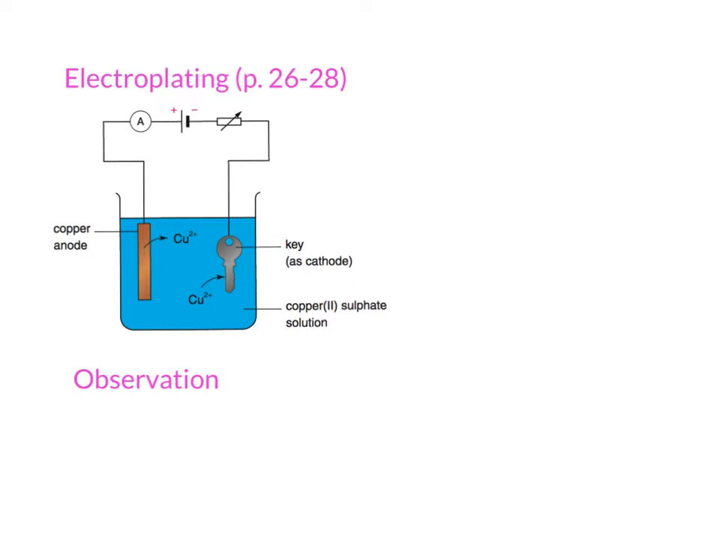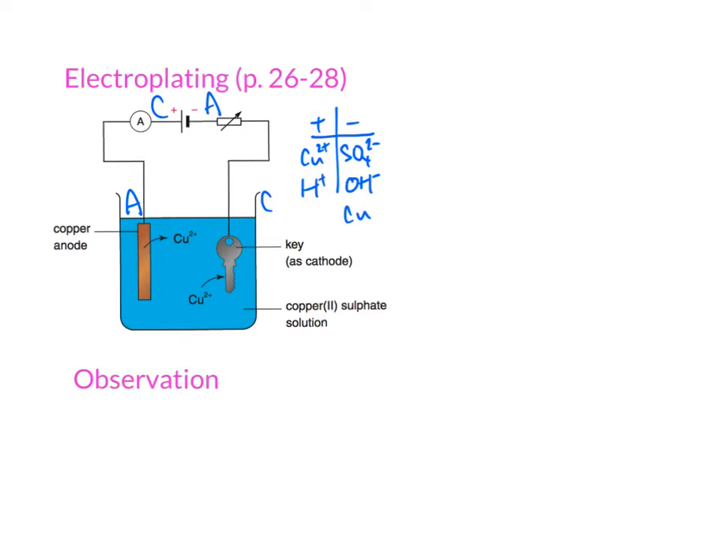In this setup, you can see that we put a key. That will be the object that we want to be plated. At the same time, we can put a copper as an anode right there. From the diagram, first of all, you can have a look at the cathode and anode distributions. And also you can find the ion table right there.